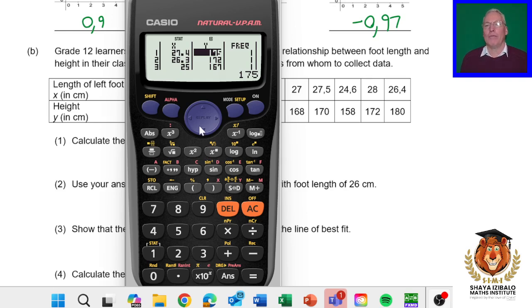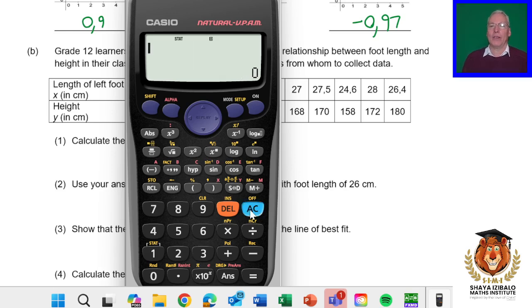Okay, so there we go. I've put all the data in. Once we've put all our data in, the 11 data points, I know it seems a strange thing to do, we press all clear. Now it might be saying, oh, where's our data gone? We just go shift stat and we can go 2 to get back to the data. So the data hasn't gone.